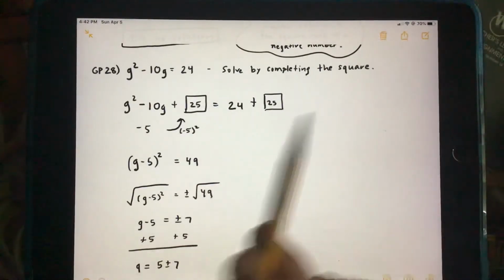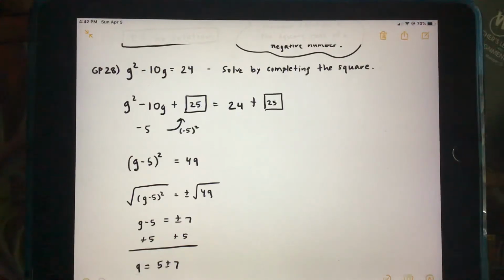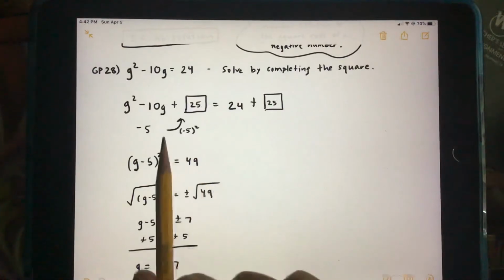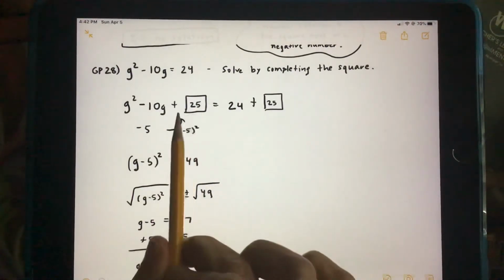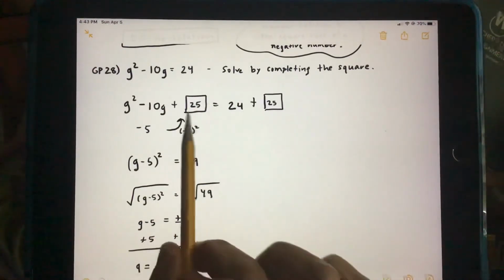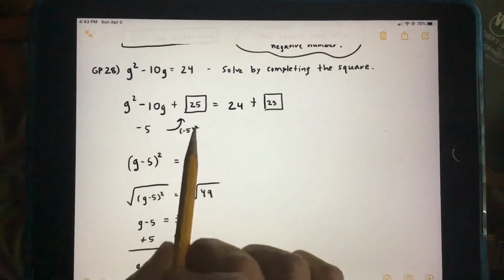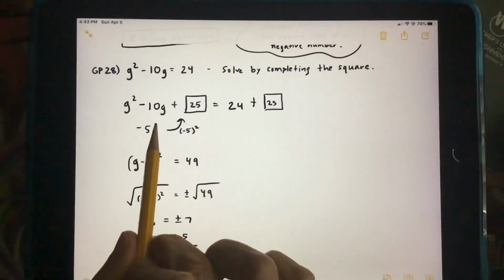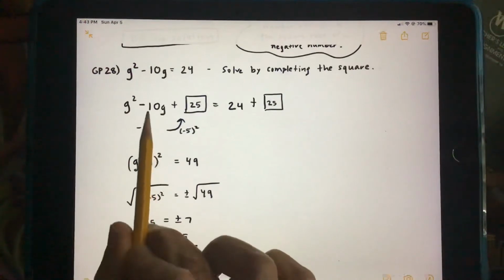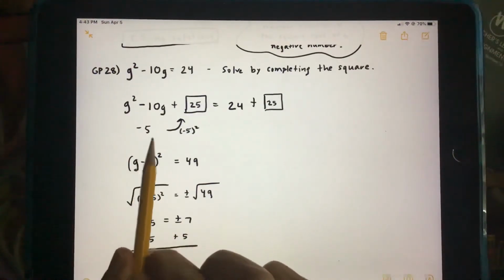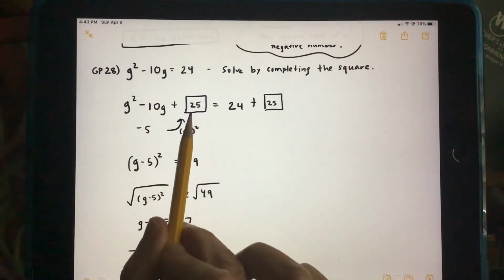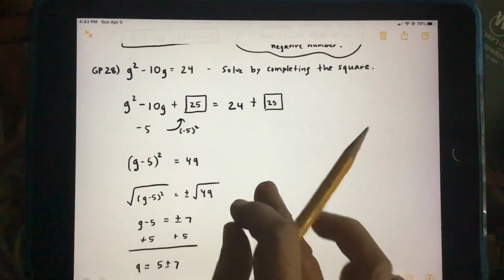This one says to solve by completing the square. Not necessarily the most efficient method, but it's a method that we're told to use, so we will here. All right, so remember when we are completing the square, we open up a box on both sides. We're going to add in the same number to both sides. To figure out what goes in the box, we take the coefficient on, in this case, the g term, and divide it by 2. That gives us negative 5. Square negative 5 and get 25, so that goes in both boxes.